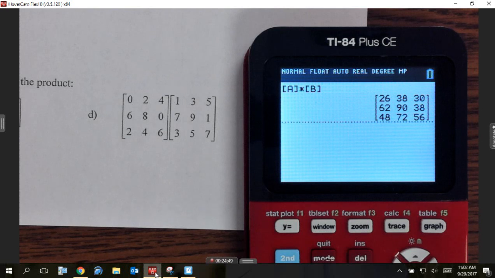Yes, because you didn't go to here. Clear that. You didn't go back to the second mode. Now go to your A times B in that screen.